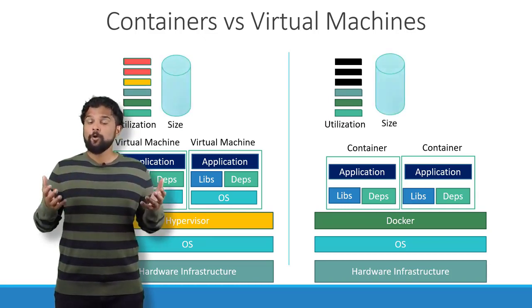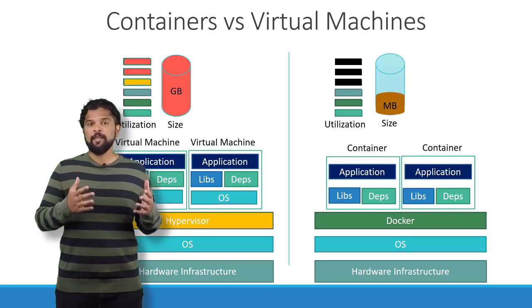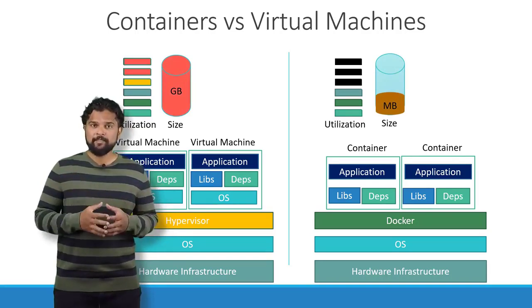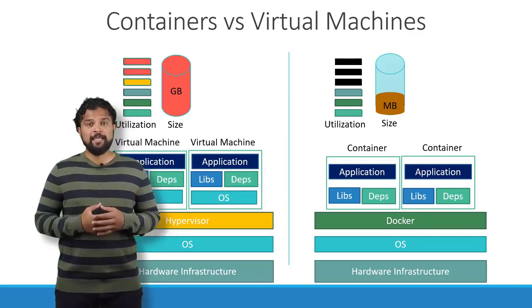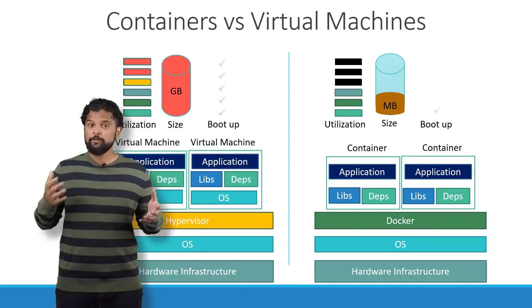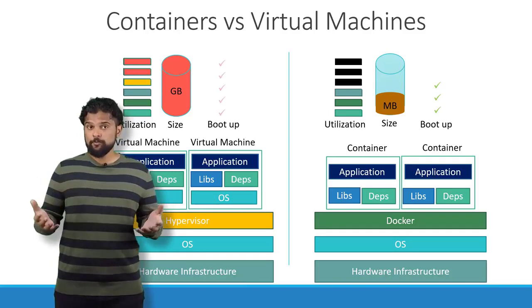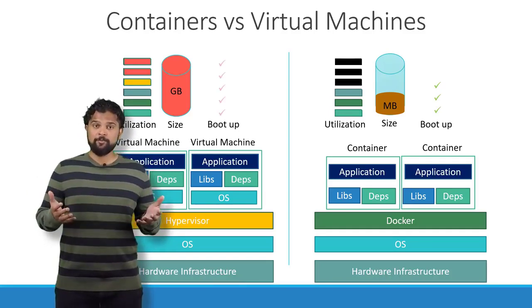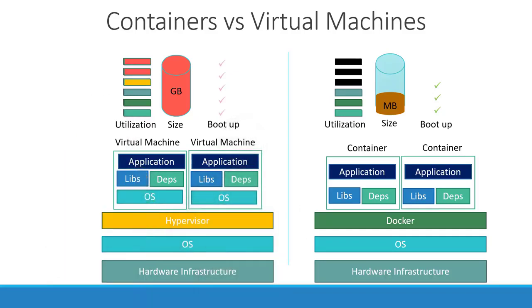The virtual machines also consume higher disk space as each VM is heavy and is usually in gigabytes in size, whereas Docker containers are lightweight and are usually in megabytes in size. This allows Docker containers to boot up faster, usually in a matter of seconds, whereas virtual machines, as we know, take minutes to boot up as they need to boot up the entire operating system.